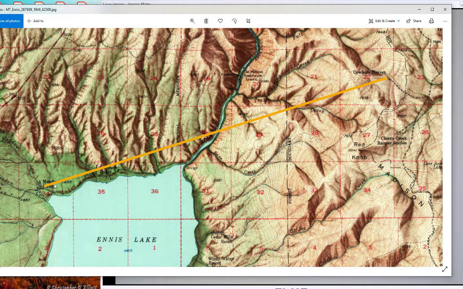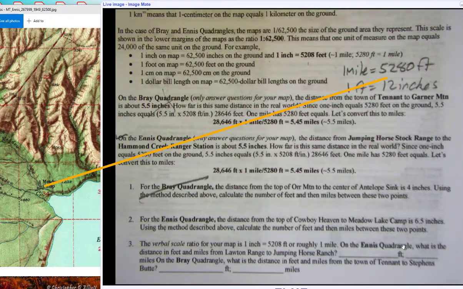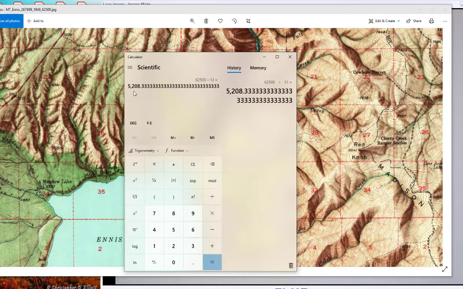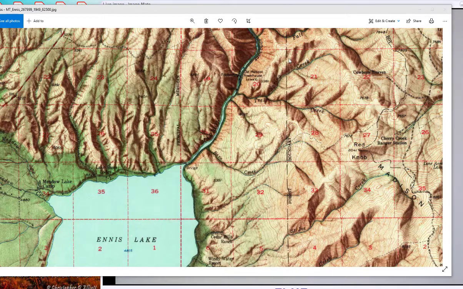So that distance, what the lab is saying, is 6.5 inches apart, right? Basically, you want to figure out the number of feet, then miles. Remember, on this map, on the NS quadrangle, 1 inch is 62,500 inches. If you divide that by 12, let's do that real quick, 62,500 divided by 12 is 5,208 feet. So basically, 1 inch is 5,208 feet.